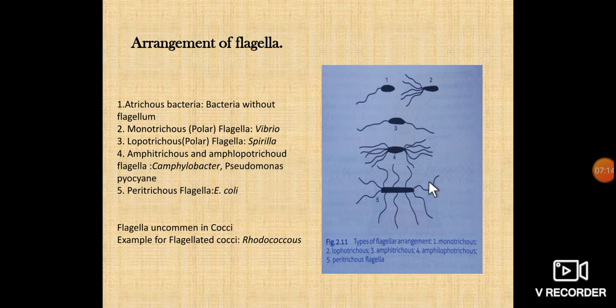Lastly, peritrichous flagella. Flagella present all around the cell are called peritrichous flagella. An example is E. coli. So here is how to note which bacteria have a single flagellum at one end: they will be much faster than other bacteria in motility. Flagella are very uncommon in cocci, but very rarely some cocci may have a flagellum. An example is Rhodococcus.